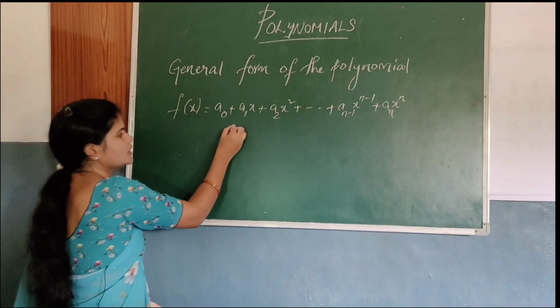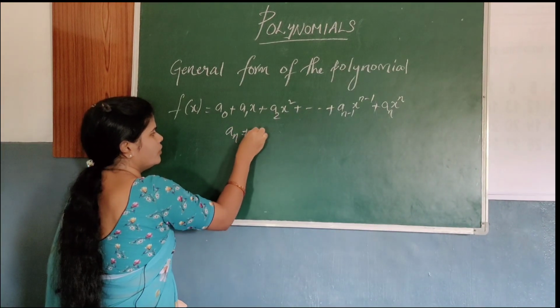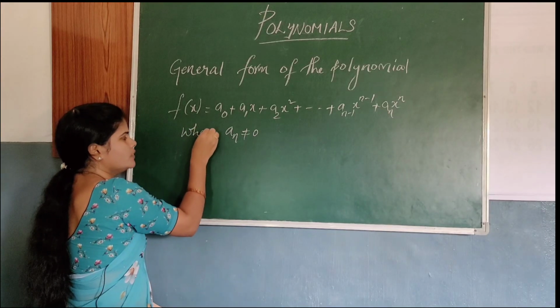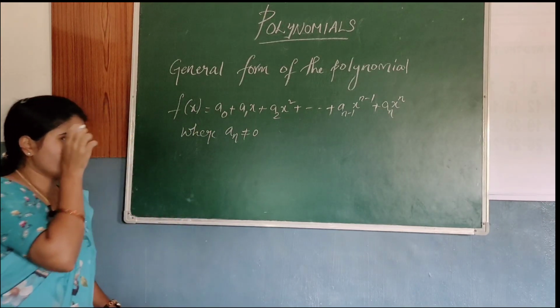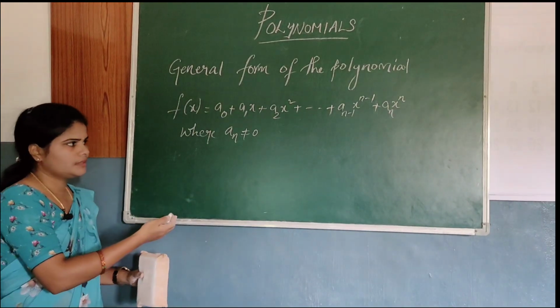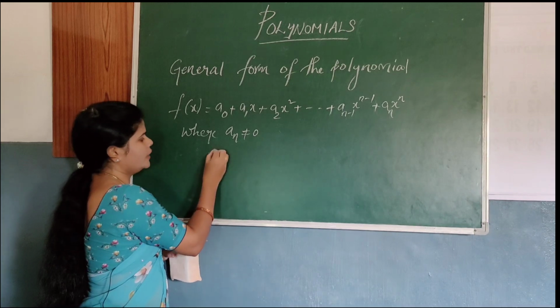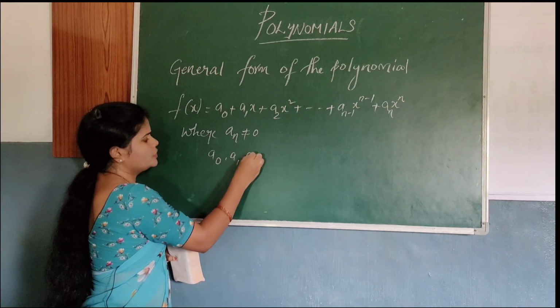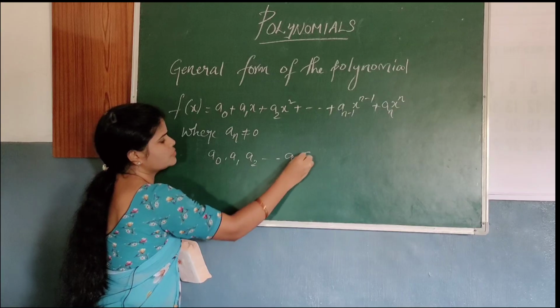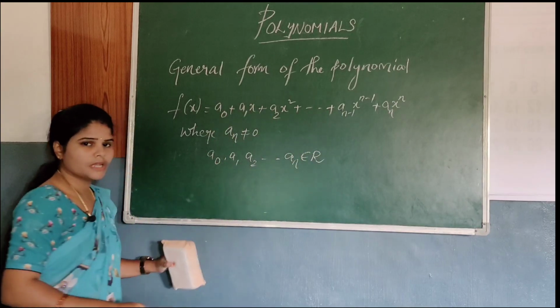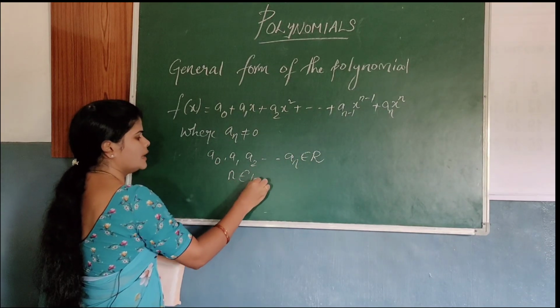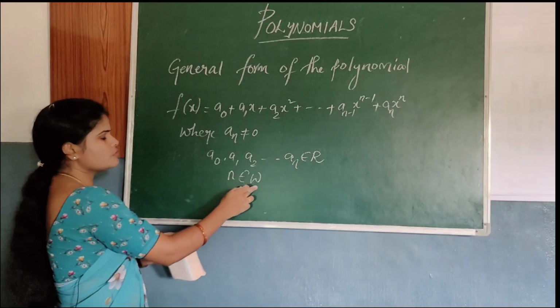Here a n is not equal to 0. If we take a n equal to 0, what will happen? I will tell you in the next step. Next, a0, a1, a2 and so on. a n belongs to capital R and n belongs to W. In the sense, why n belongs to W?